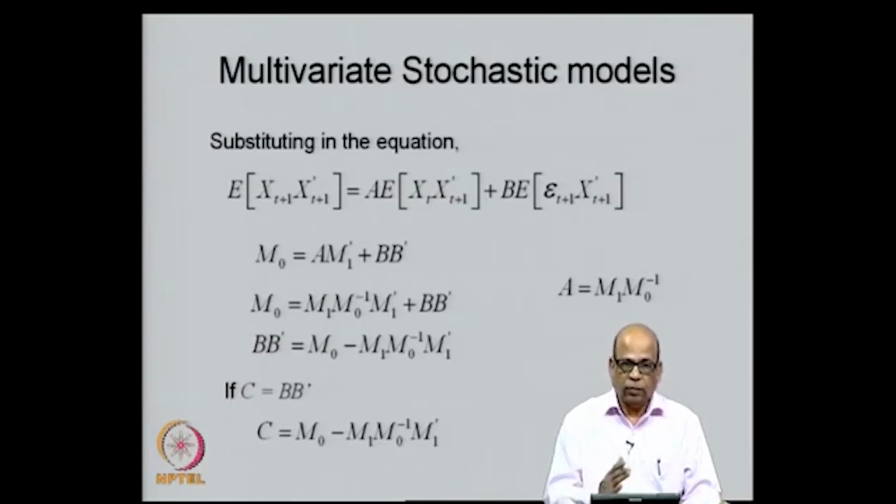Remember, all of this exercise we have been doing is to determine or to specify the coefficient matrices A and B. Once the coefficient matrices A and B are fixed, then your model is completely fixed, and we want to determine A and B from the data. To do that, we have defined M0 and M1, both of which can be determined completely from the data based on the cross correlations at lag 0 and lag 1.